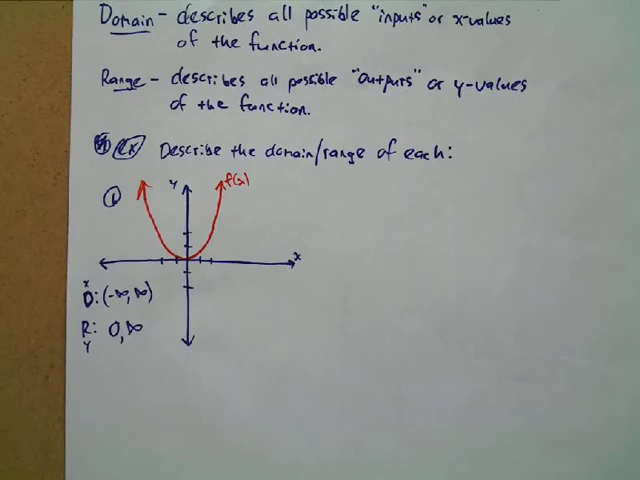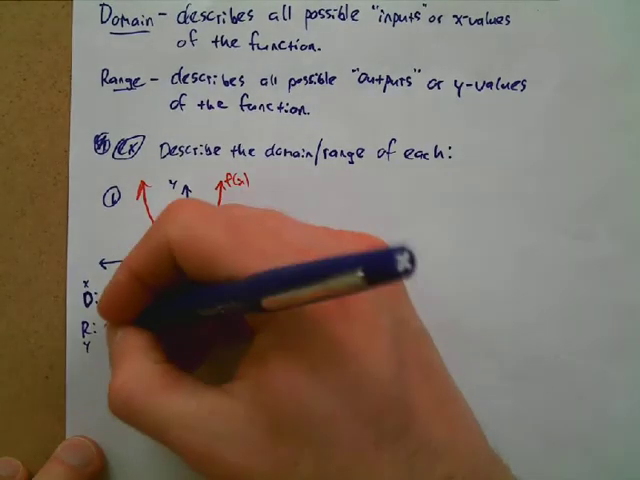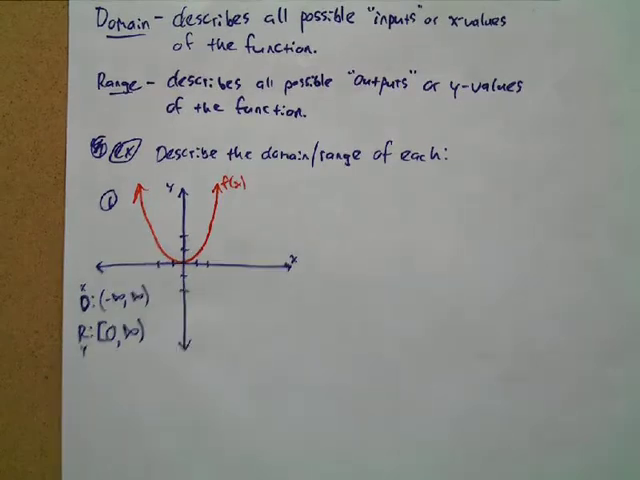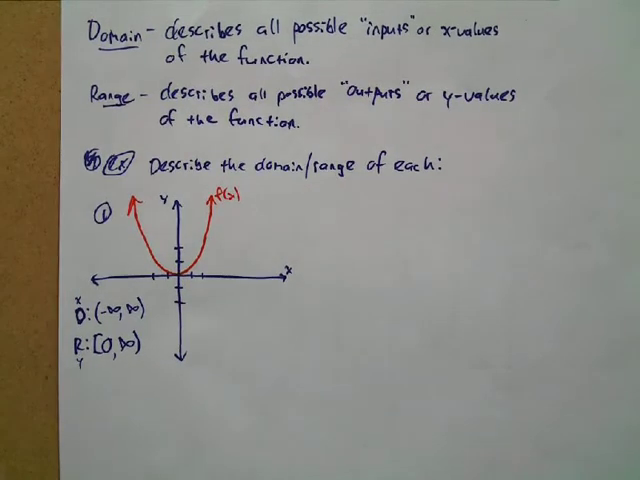Do we get to 0 or no? We get to 0, so we're going to count it. And of course, we can never get to infinity, so we're just going to put a parenthesis there. So yes, start at 0. Again, for range, you're thinking bottom to top. Domain is left to right, range is bottom to top. Luke hit it on the head there. The bottommost point is at y value 0, and it goes up to infinity. All right, let's try another one here.